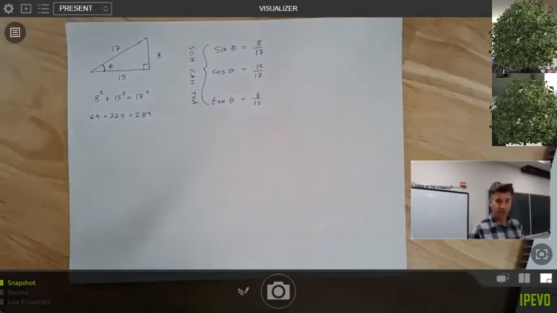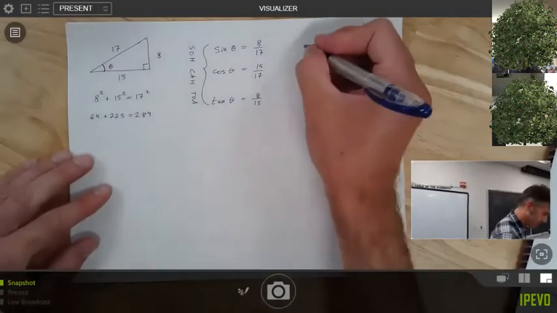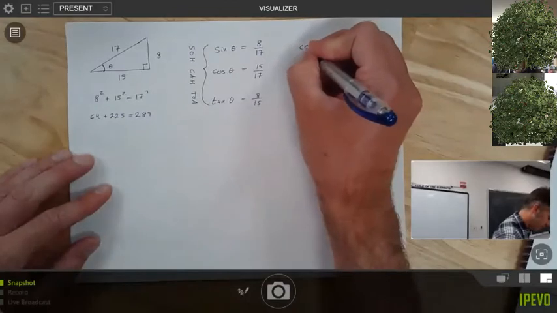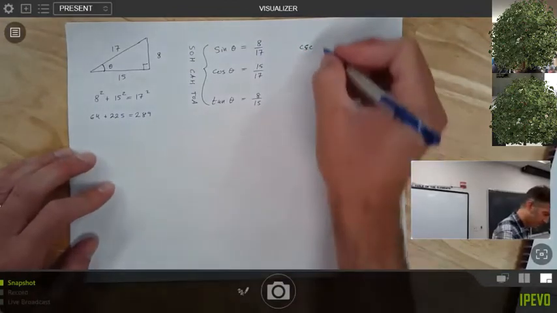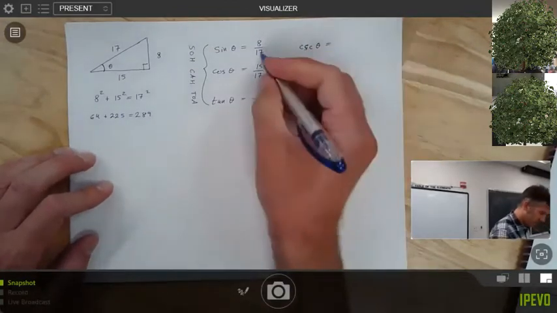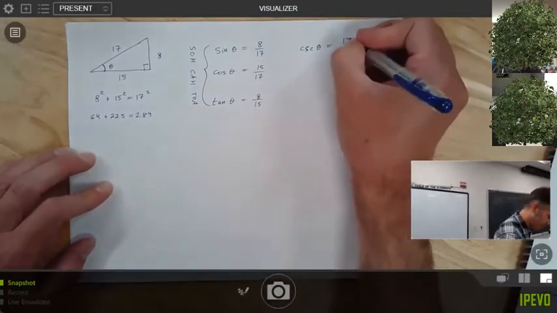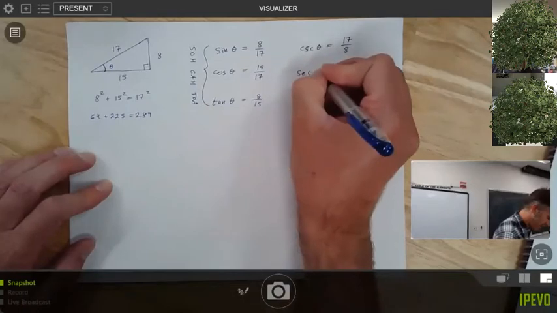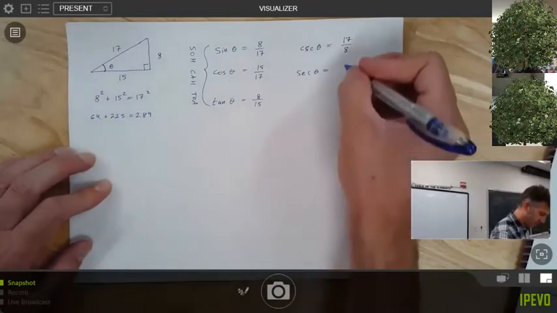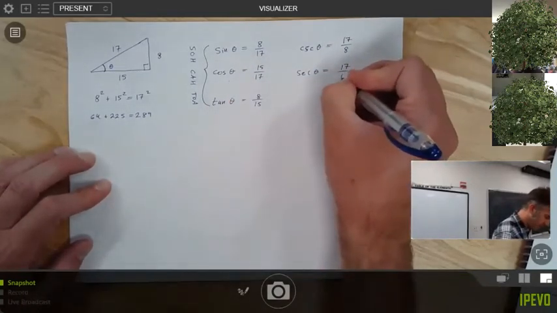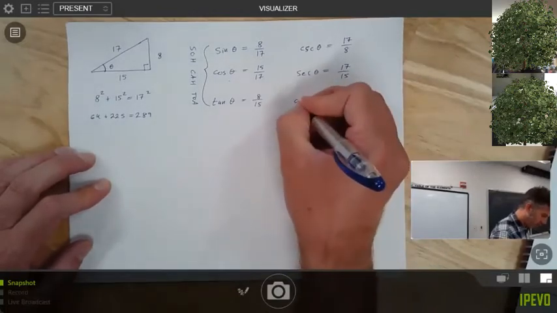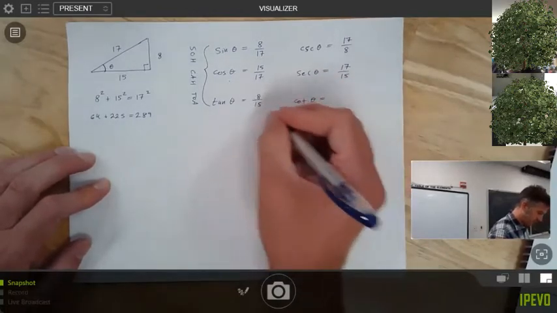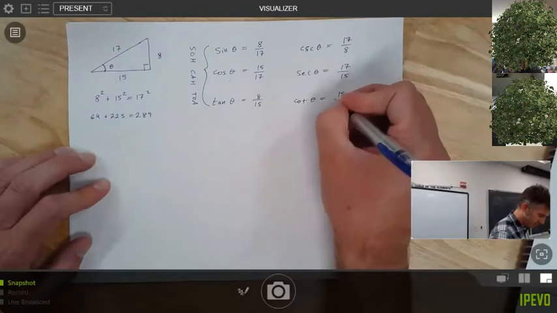And then we're going to write their three reciprocals. So cosecant of theta, which is abbreviated as CSC, is the reciprocal of sine of theta. It's 17/8. Secant of theta is the reciprocal of cosine. It's 17/15. And cotangent of theta is the reciprocal of tangent. It's 15/8.